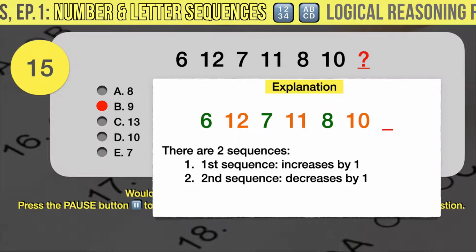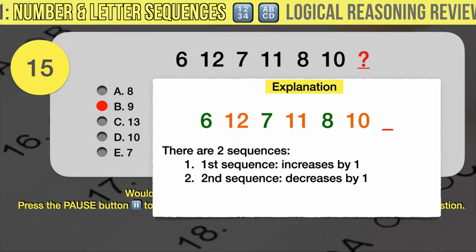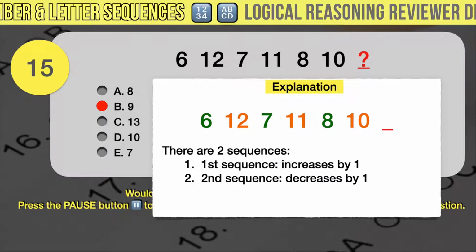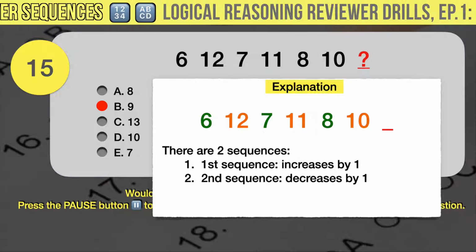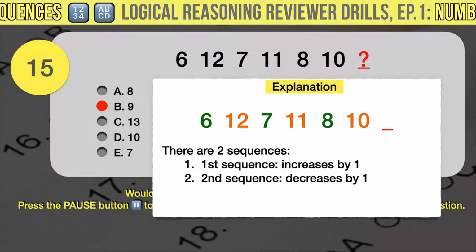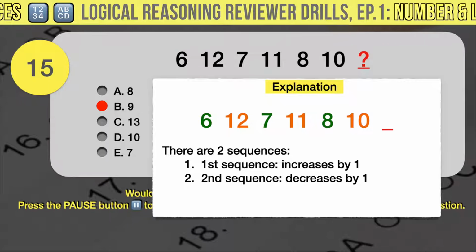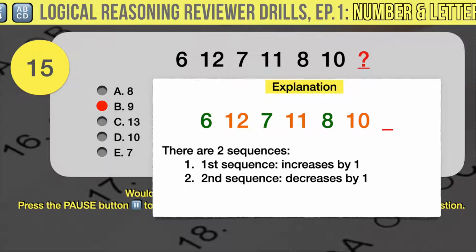There are 2 alternating number subsequences. First subsequence, 6, 7, 8. Second subsequence, 12, 11, 10. The first subsequence increases by 1. The second subsequence decreases by 1.